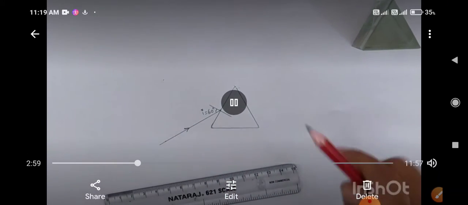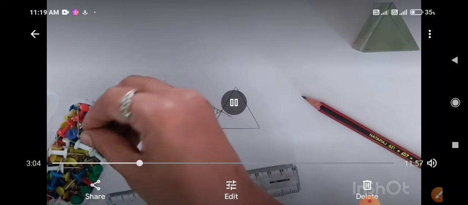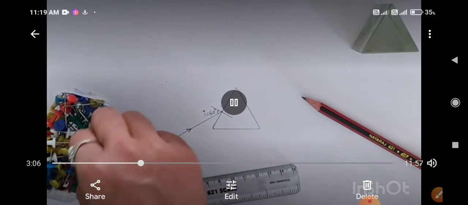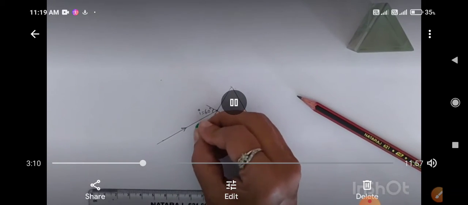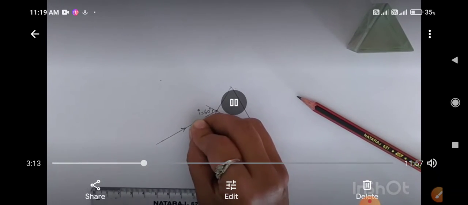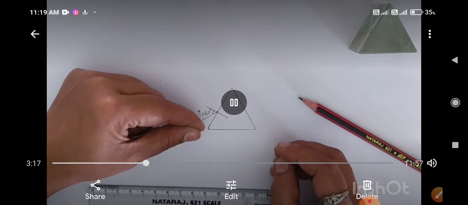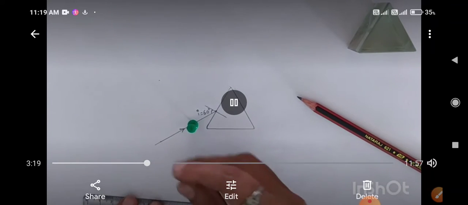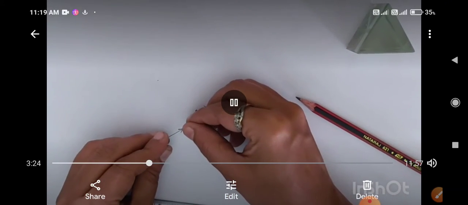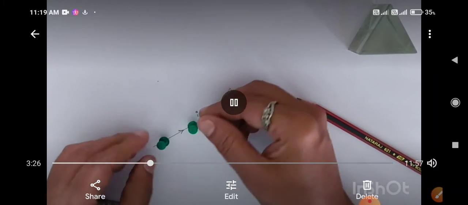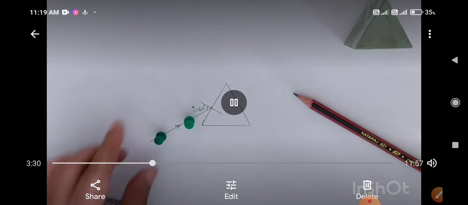Okay. Now we'll take two pins, because we have to show how the refraction is taking place through the prism. We'll take two pins and I'll mark these two pins here on the incident ray. In this way I'll just mark two pins here, one behind the other, in one line. So I have taken two pins.